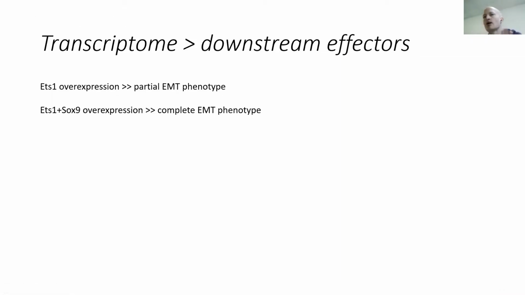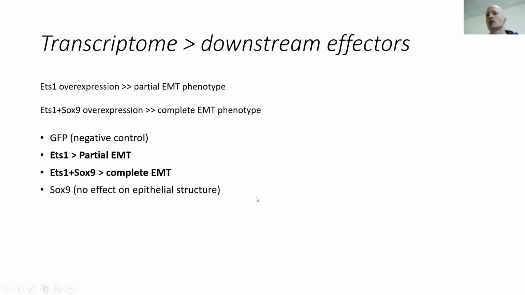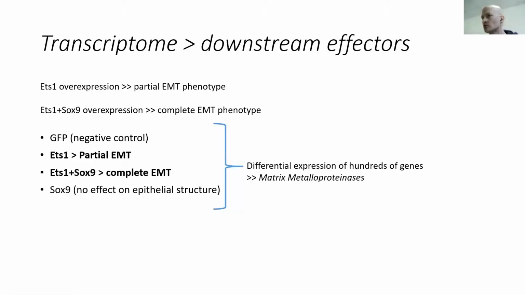Okay, so by making a lot of different comparisons and testing different cocktails of genes, we ended up selecting these two as examples of partial EMT phenotype and complete EMT phenotype. And from there, we made a screen comparing with two controls, one with just the fluorescent reporter alone that we use as negative control, and one with SOX9 alone, which has no effect on the epithelial structure. From this, we purified our tissue of interest and we ran a transcriptome. So we had the full list of genes that are up and downregulated in these cells.